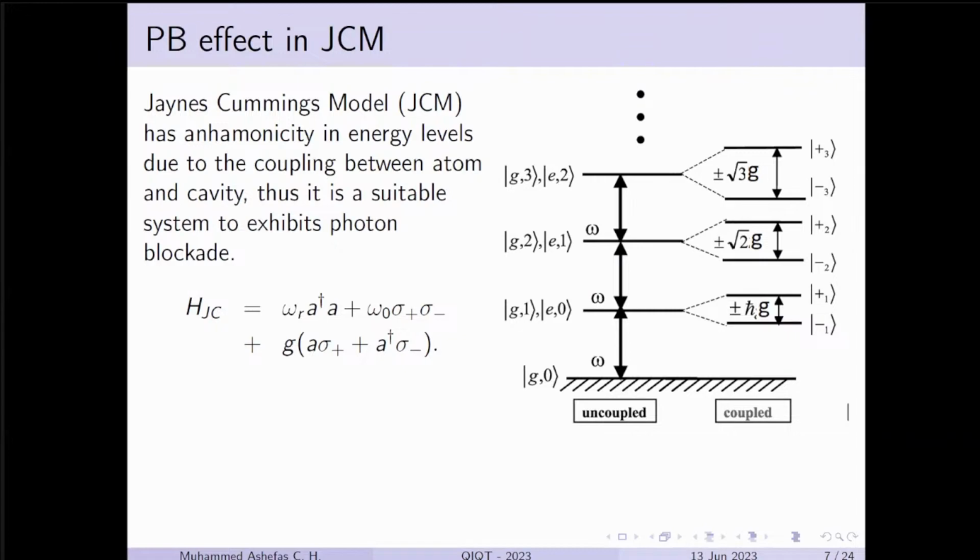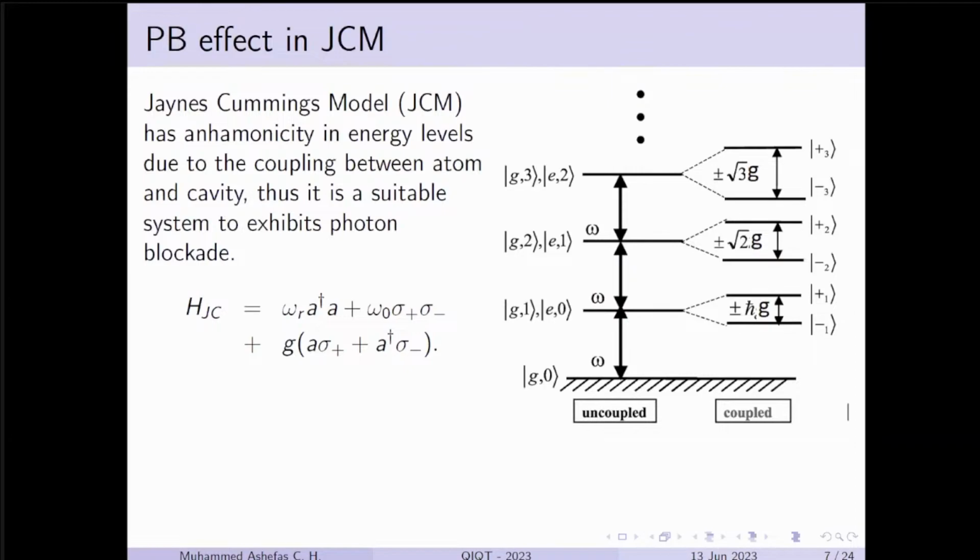So there are two possibilities of superposition. One superposition gives the energy ω − g, and the second superposition gives the energy ω + g. So for the energy eigenstates, there is a separation between the energy levels, even for the single excitation and the two excitation. There is again a separation, and the separation increases with the excitation number. You can see the first separation is g, the second separation is √2 g, the third separation is √3 g, and so on.